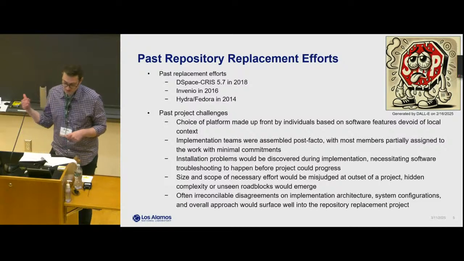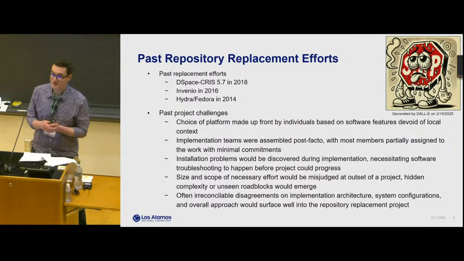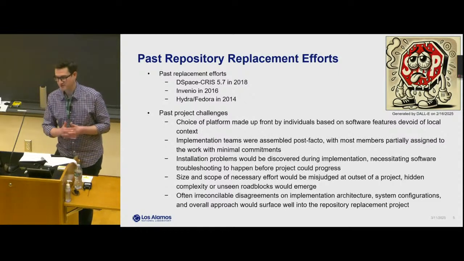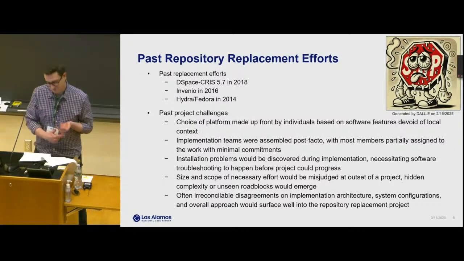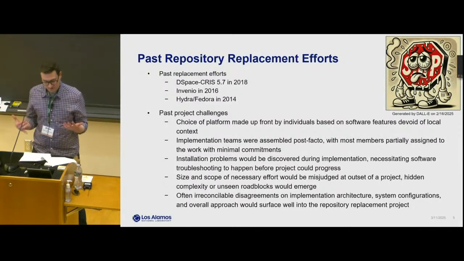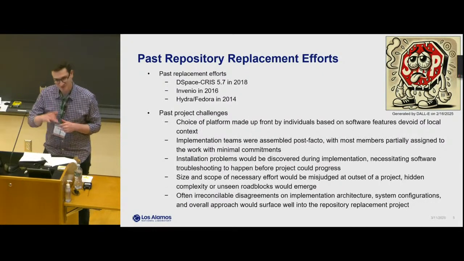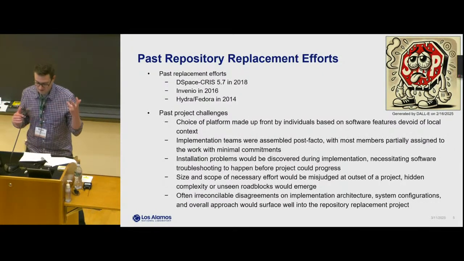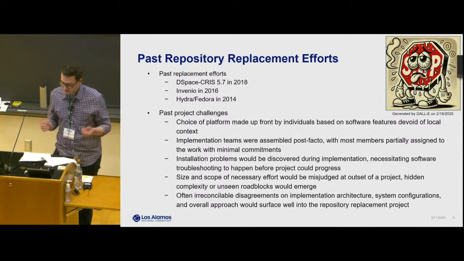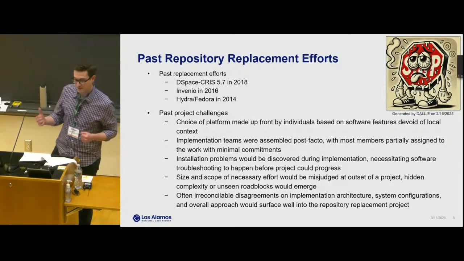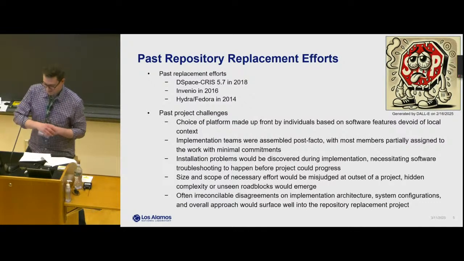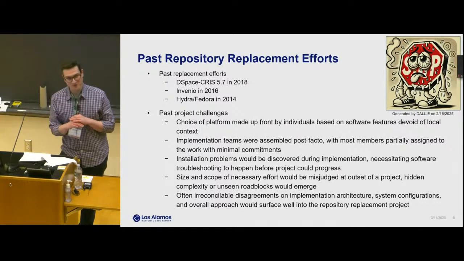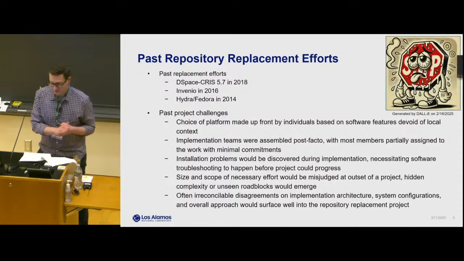And there had been several past repository replacement efforts at the laboratory. Prior attempts to replace Adore using DSpace Chris in 2018, Invenio in 2016, and Hydra Fedora in 2014. These all failed due to issues like misaligned platform choices, limited dedicated team capacity, underestimated project scope, and emergent technical disagreements. These challenges highlighted the need for a better approach to figure out a way to overcome these past barriers.